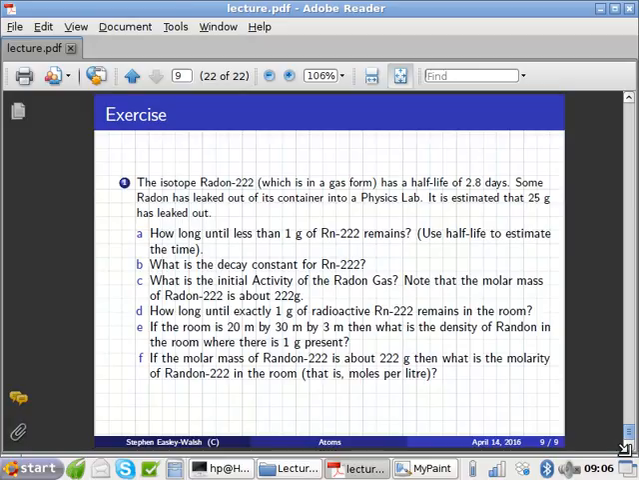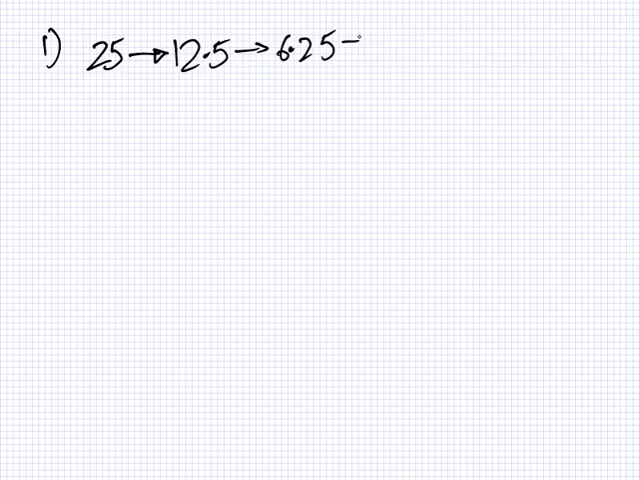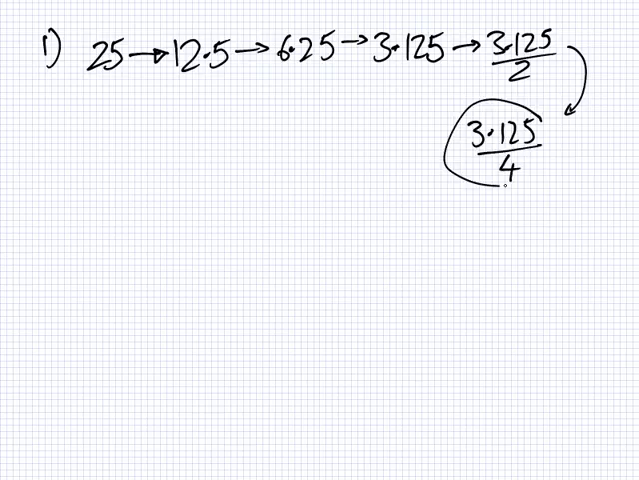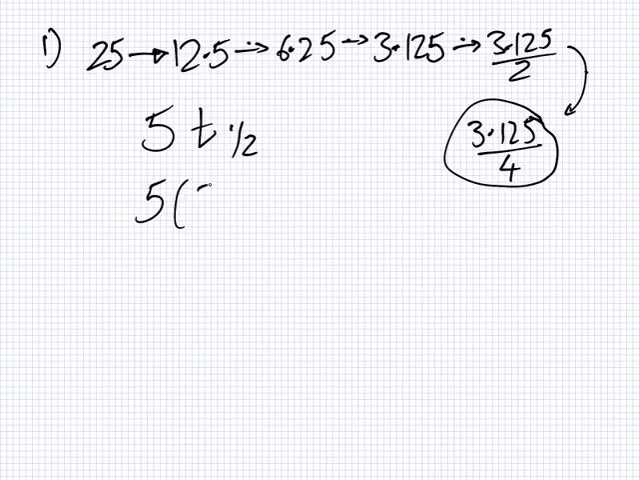So, how long until less than 1 gram remains? The half-life is 2.8 days, and you start with 25 grams. So we start with 25 grams, then we get 12.5 grams, then 6.25 grams, then 3.125 grams, then 3.125 over 2, then 3.125 over 4, whatever it is. I know when it gets to here, it's less than 1. So let me see. 1, 2, 3, 4, 5. 5 half-lives. 5 multiplied by 2.8 is 14 days.